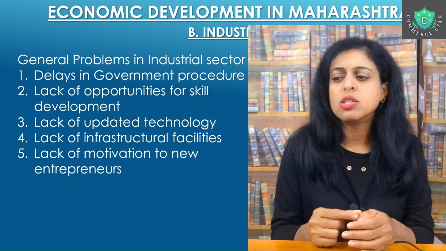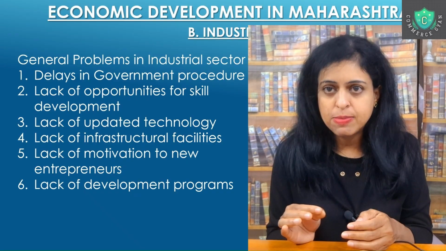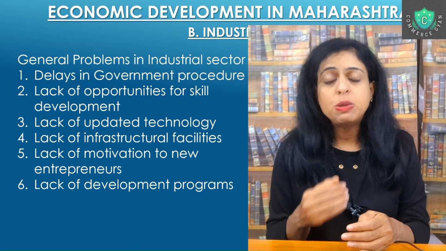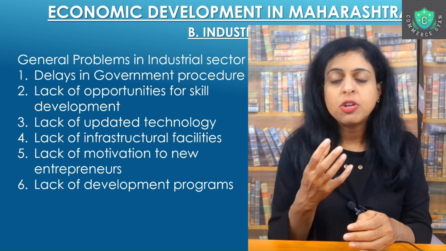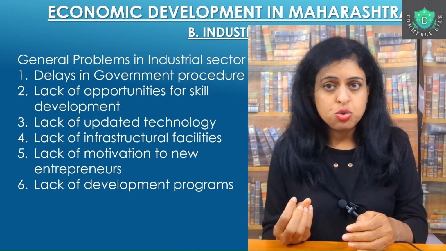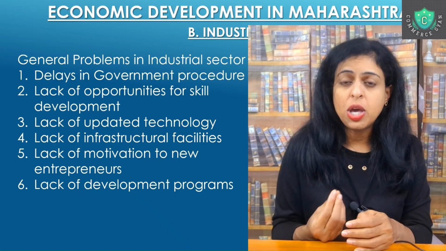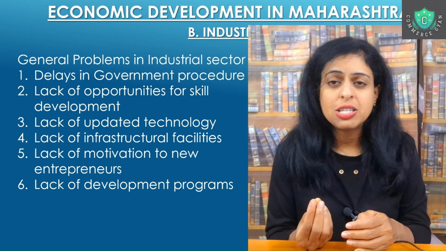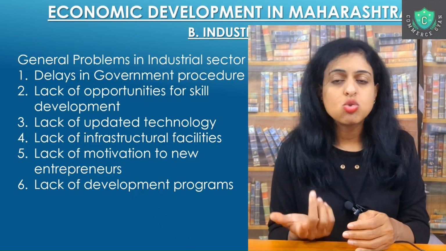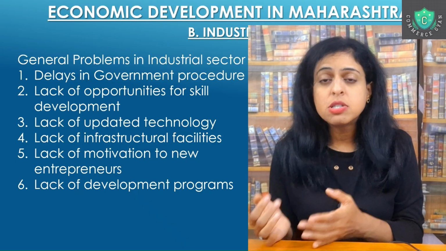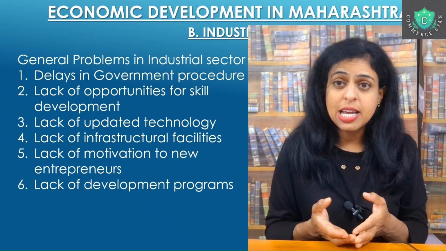Then the sixth one was lack of development programs. As I told you, there should be some skill development. There should be benefits for the purpose of developing that industry. There should be discussion groups where you can have a pro and con discussion happening, but this was not given. And finally, these development programs should be provided from the government's end, but they were not.